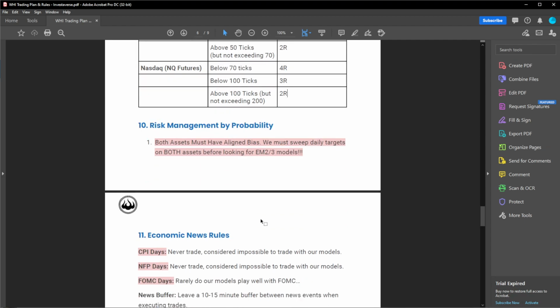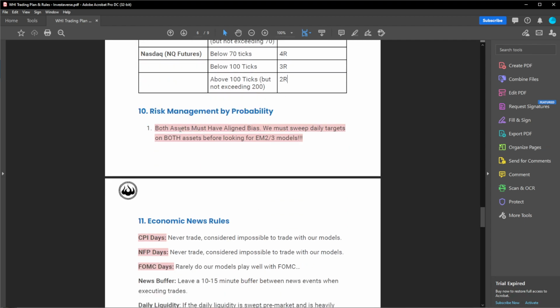Now, risk management by probability. Both pairs, ES and NQ, or S&P and NASDAQ, must have an aligned bias. And we must sweep the daily targets on both assets before even considering an EM2 or EM3 model.